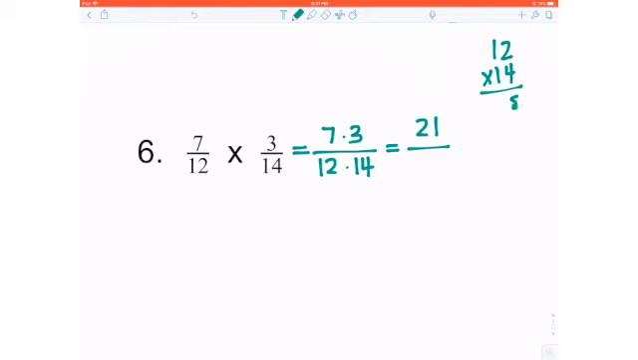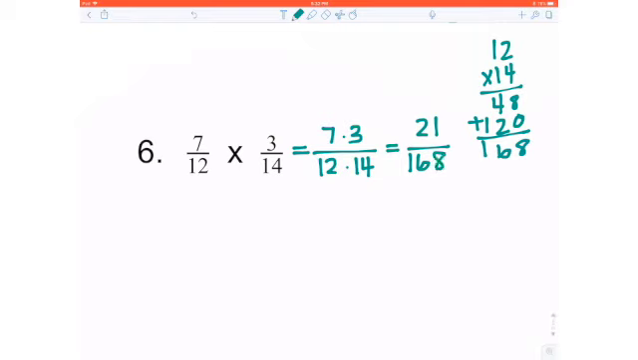4 times 2 is 8. 4 times 1 is 4. 1 times 2 is 2. 1 times 1 is 1. 8 plus 0 is 8. 4 plus 2 is 6. 1 plus 0 is 1, which gives 168. So it's 21 over 168. I got those numbers confused.